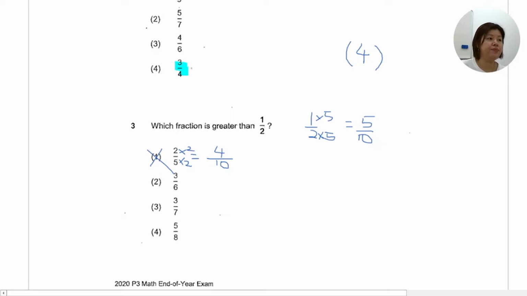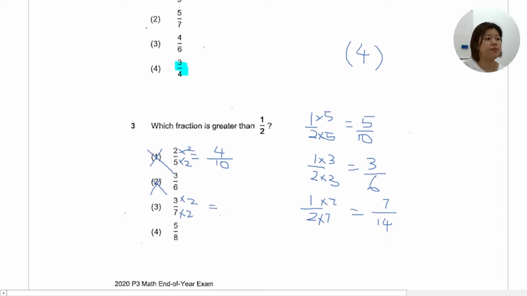Okay, next one. Half, I change to the same denominator, times 3. Oh, I get the same answer. So this is equivalent, so no. Next, 3 over 7. So half, 7 and 2 is 14, so I'll get 7 over 14. And this one I times 2, 6 over 14. No.